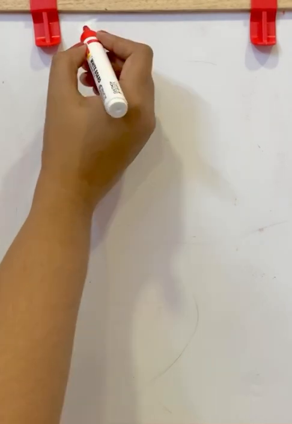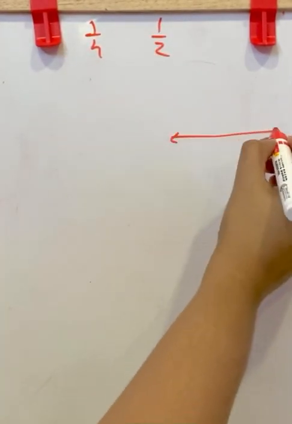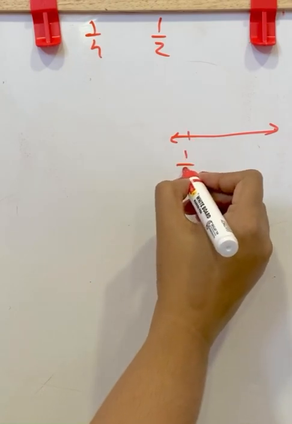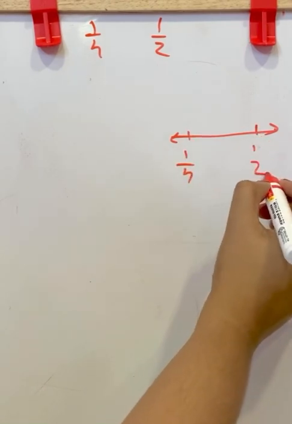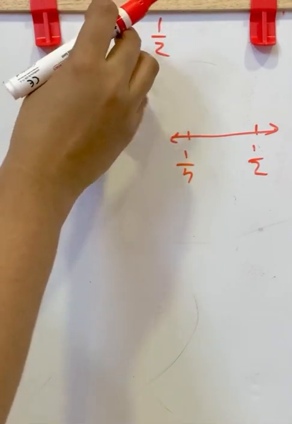Find a rational number between 1 by 4 and 1 by 2. 1 by 4 and 1 by 2. On a number line, here it may be 1 by 4, and this is 1 by 2. Now we have to find a rational number between these.